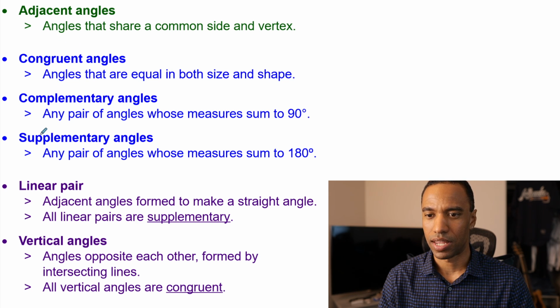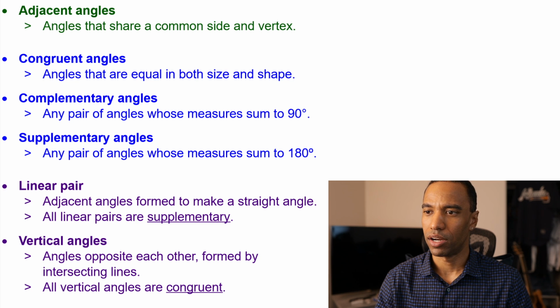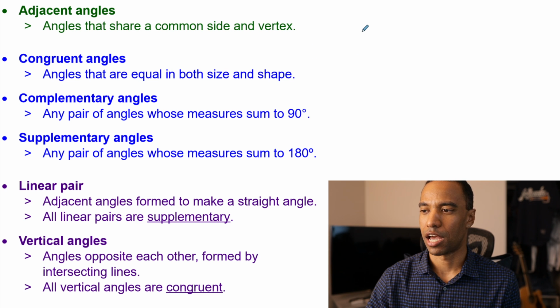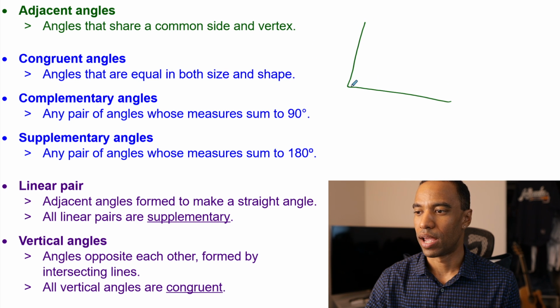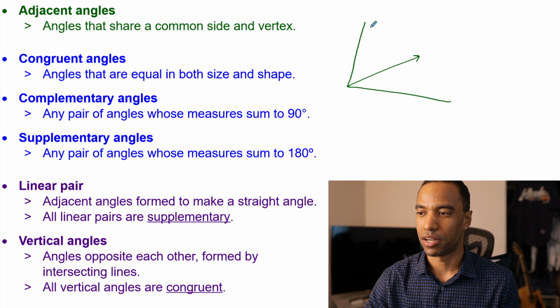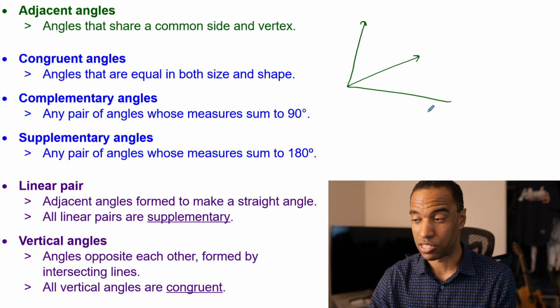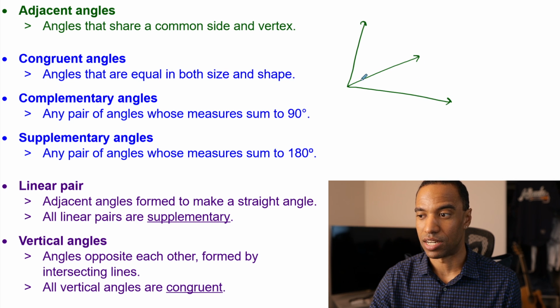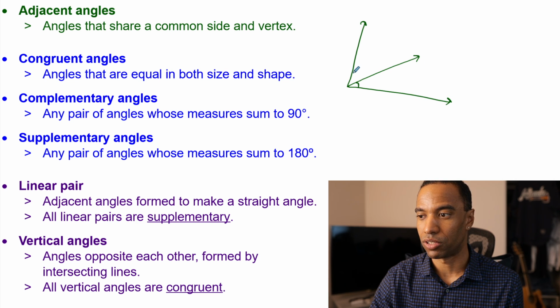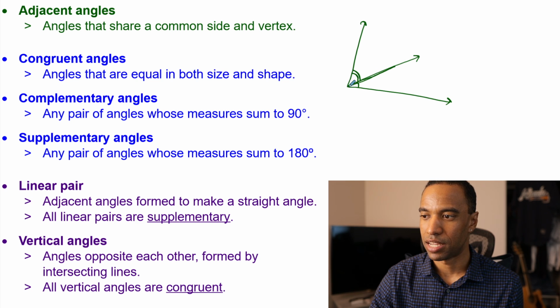Let's just look at the green and the blue right now to start with. What are adjacent angles? Adjacent angles are angles that share a common side and a common vertex. This isn't necessarily bisected, by the way. These aren't bisected angles necessarily, but this angle and this angle are adjacent to one another in that they share this common side and they share this common vertex.